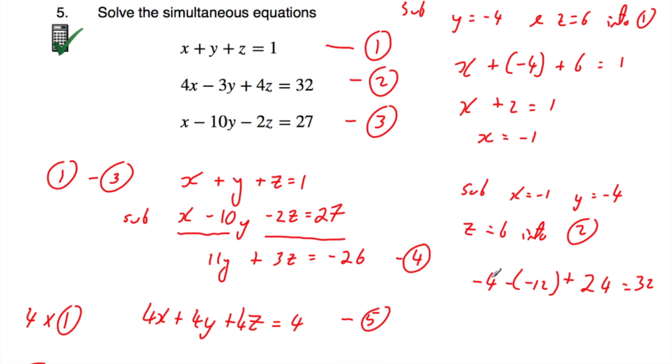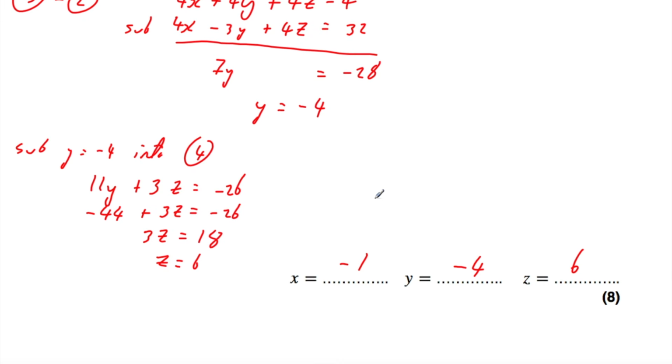Well, let's just check and see. Negative 4 minus negative 12, the minus means plus, so minus 4 plus 12 is 8, plus 24 is 32. So we get 32 equals 32, so we're right. So we know we've got the right answer, and that's it. So x equals negative 1, y is equal to negative 4, and z is equal to 6.